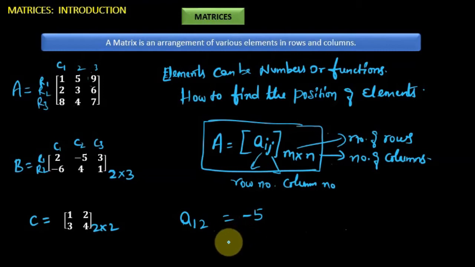Understood? Similarly, a22, if I say, what is the element in the matrix B? 2, 2. Second row, second column. This one, 4. Right? So in this way, we can find the position of each element inside the given matrix. Okay.